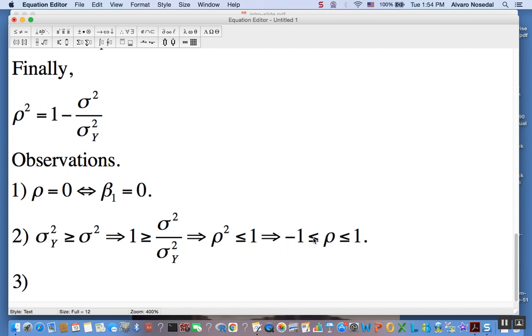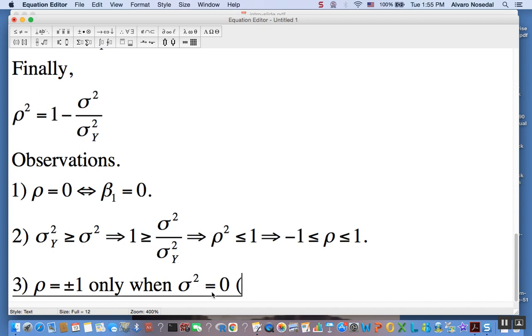So rho is going to be equal to 1 or -1 only when sigma square equals 0, and in that case you have no error, right? And then you have a perfect linear relationship.